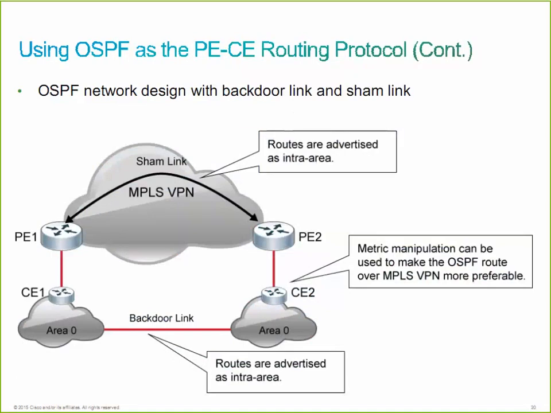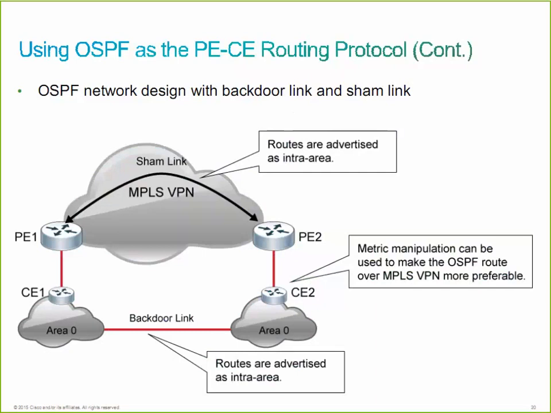If we have a backdoor link between the sites, this can cause a problem, because now all the intra-area routes remain intra-area routes across the backdoor link. So those intra-area routes that get advertised across the backdoor link are always going to be preferred over the inter-area routes that I might get from my PE routers being redistributed. All right?